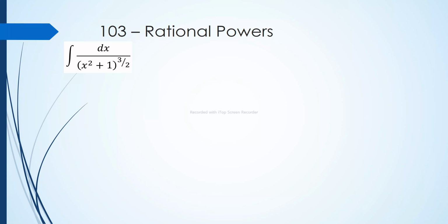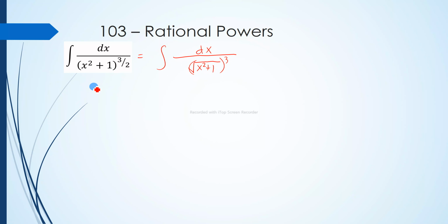Third example. This one involves rational powers in our integrand. First of all, stay calm. First thing we're going to do if we have a rational power, a fractional exponent, is rewrite this into radical form. So that becomes dx over the square root of x squared plus 1, raised to 3.